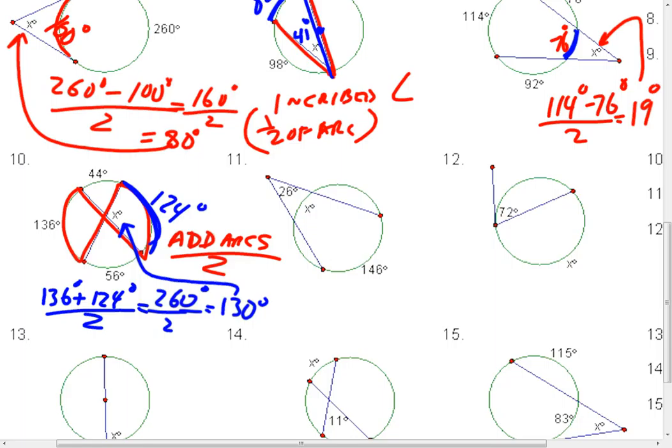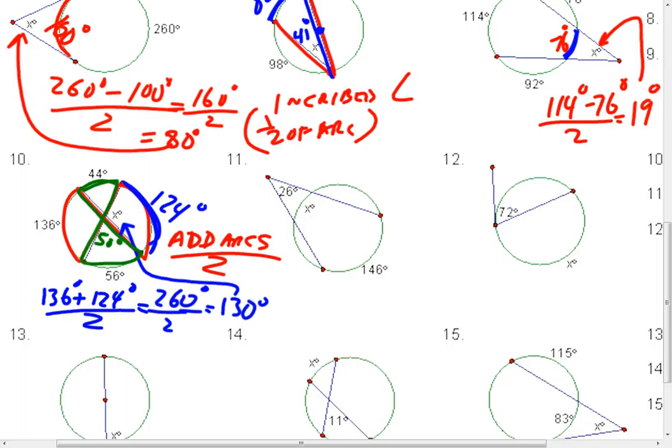Could I have focused on this bow tie, that would have given me 50 degrees for inside that hourglass. And it's supplementary to the x, which would have given me 130.